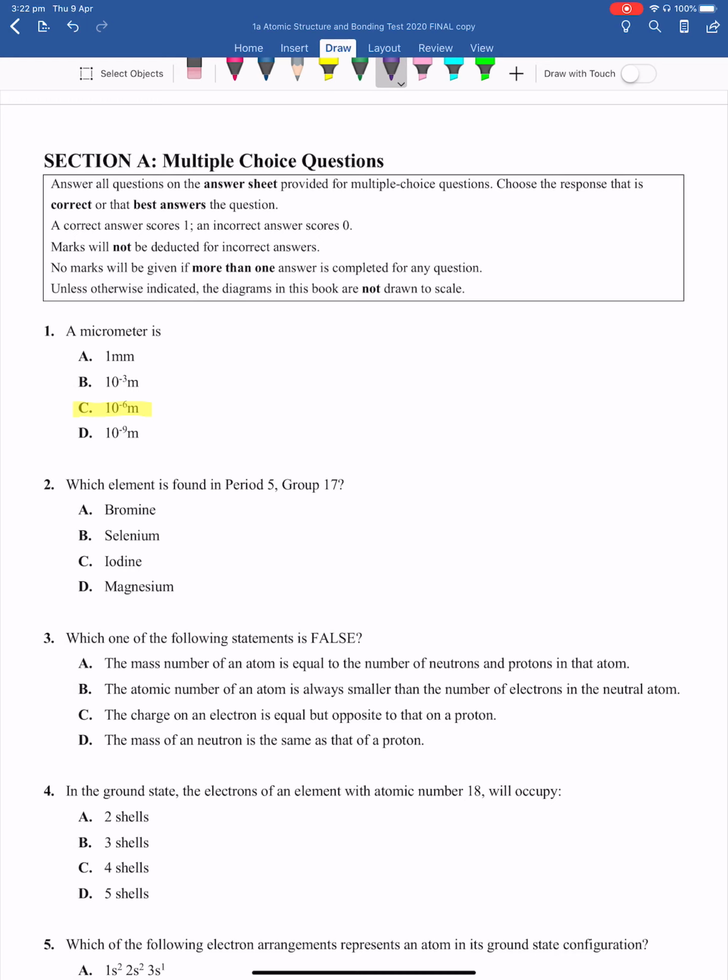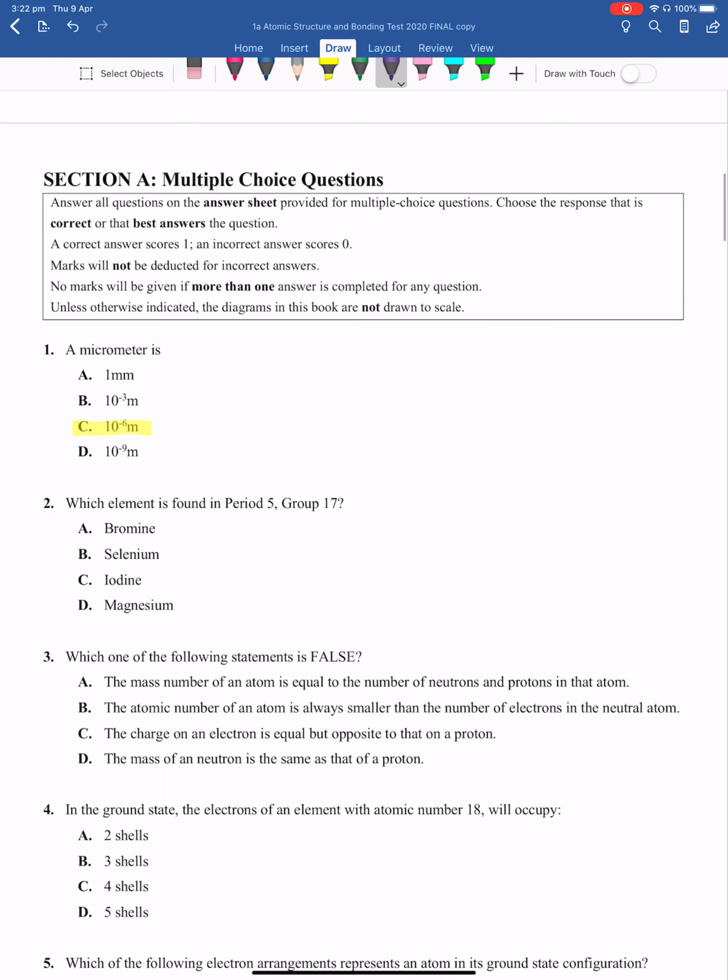So when you look at this, you can see that 1 millimeter is not going to be a micrometer, so we're happy with that. But this is 1 millimeter as well, which is 10 to the minus 3 meters. 10 to the minus 9 meters is 1 nanometer. So 1 micrometer is this one in the middle.